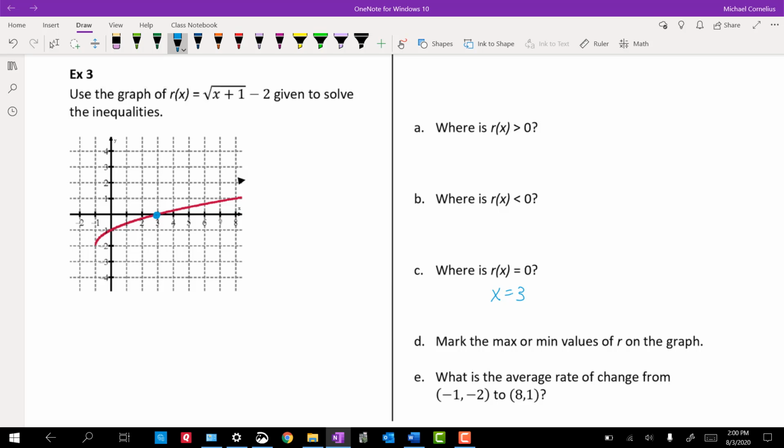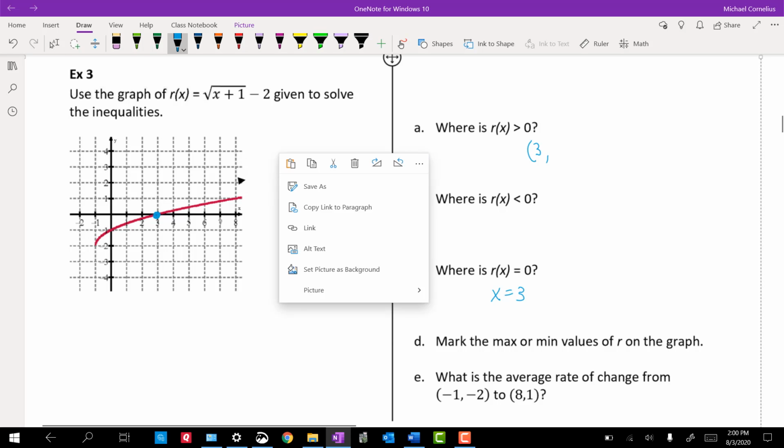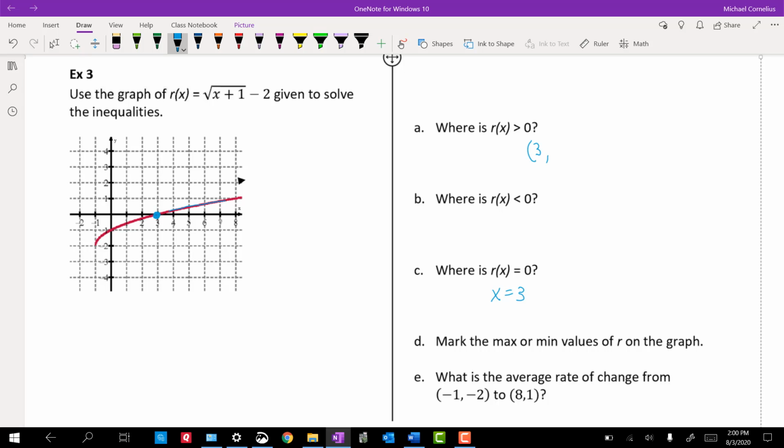So the first one, part A, says where is it greater than 0? Well, it starts to be greater than 0 at 3. And remember, because there's no equal sign up here, we're not going to include 3. That graph goes all the way to the right, okay? Because if you follow it above the x-axis, check it out, it just continues to go like this. So it's going to go from 3 to infinity. And then where is r of x less than 0? Where it's below the x-axis.